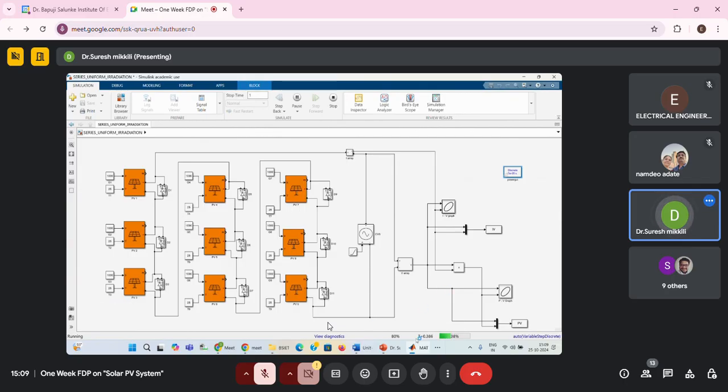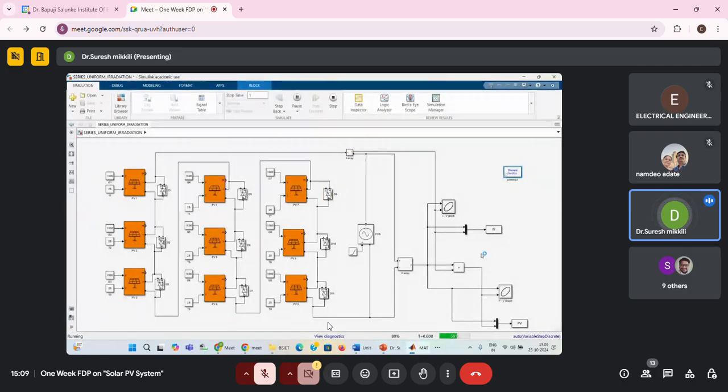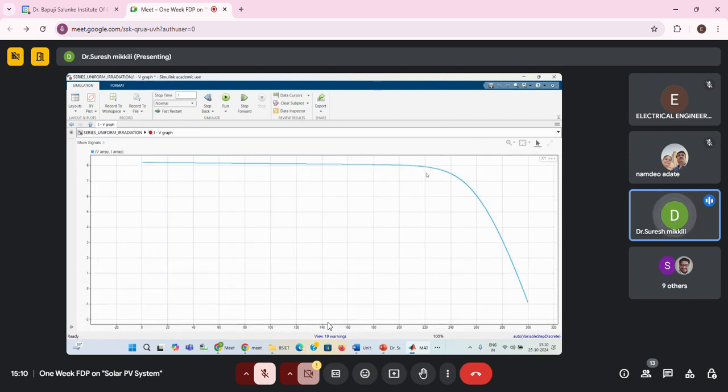So whatever the results I have shown here, this is for 7 by 7 system. But here I am going to draw for 3 by 3 system. Let me show you that. Can you see the curve? Approximately it is going up to 320 and 8.2. Is it okay?